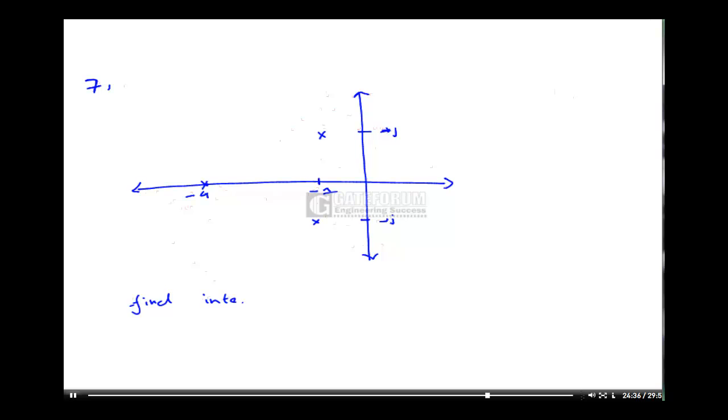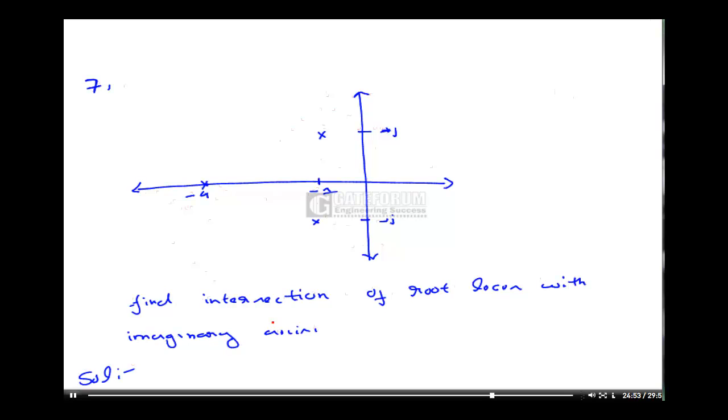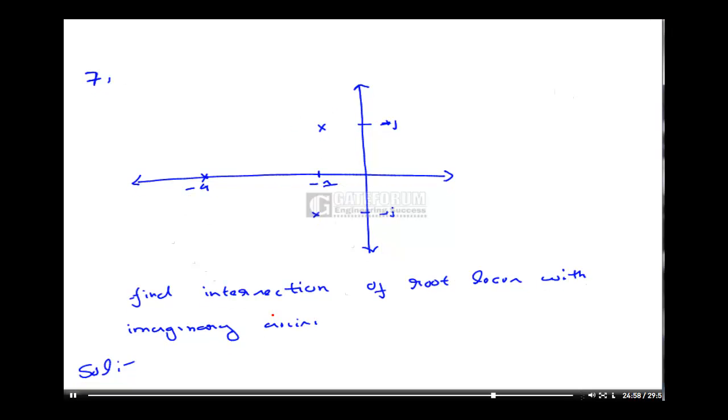Find the intersection of root locus with imaginary axis. Solution. For finding the intersection of the root locus with the imaginary axis, we have to follow the Routh-Hurwitz criterion. For that, we need to know the characteristic equation. So now assume that this is a unity negative feedback system.